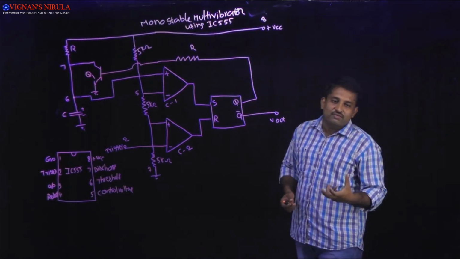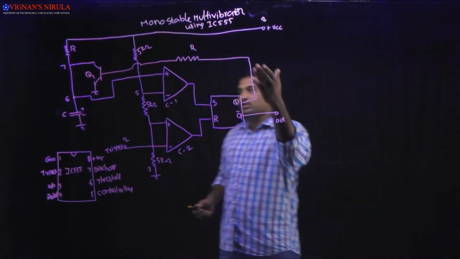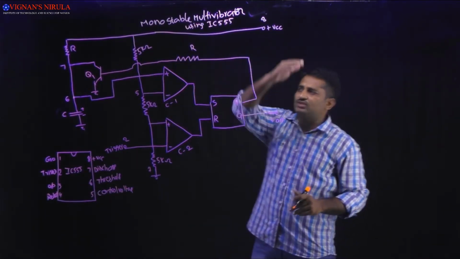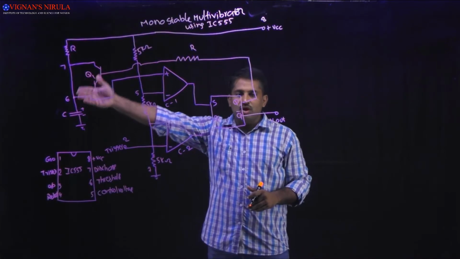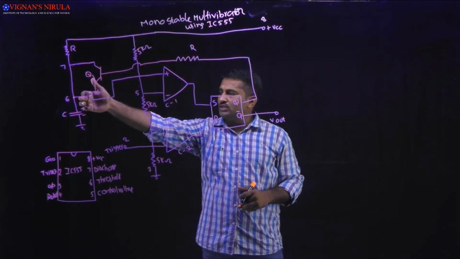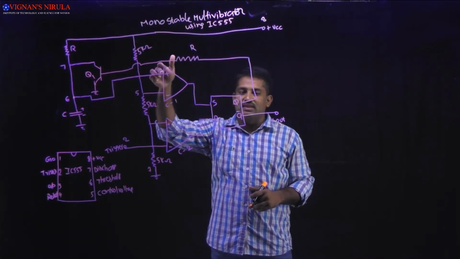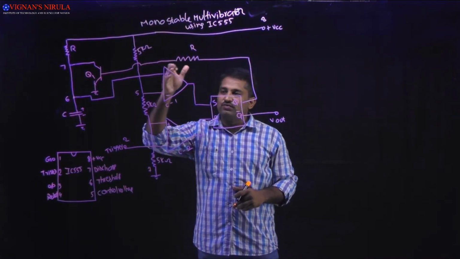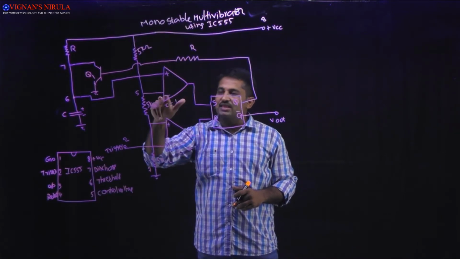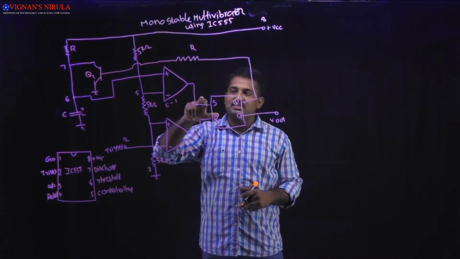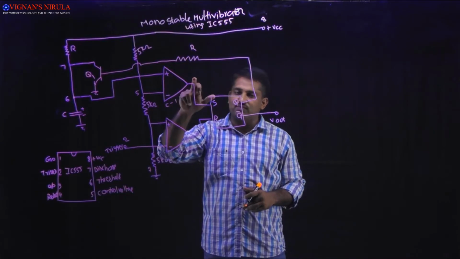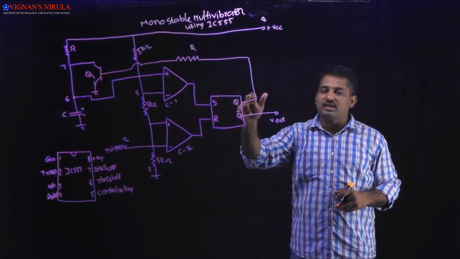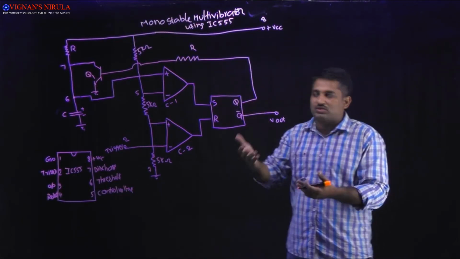So what happens when Q is equal to 0? When Q is equal to 0, the transistor Q1 will be cut off and the capacitor starts charging through R. Once the voltage at the sixth pin, which is the threshold voltage, that is the voltage across the capacitor, is greater than this voltage, once again S is equal to 1. Why? Because plus Vsat will be generated, then S is equal to 1, and immediately you will get Q is equal to 1. Again the process repeats.